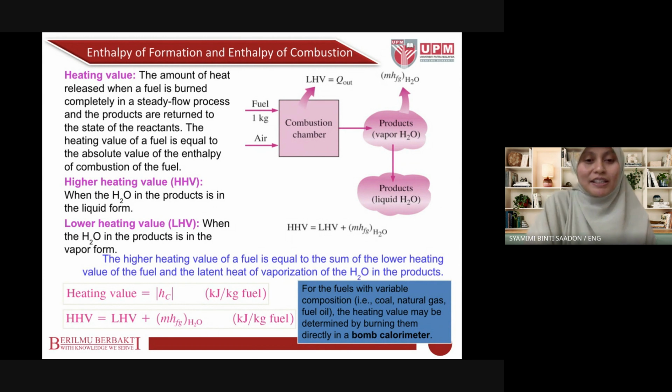So actually the heating value is like the enthalpy of combustion, HC. It's just that it is the opposite sign, positive or negative. So if you have the heating value or the enthalpy of combustion, just take the opposite sign, and you have the value of the heating value of that process. Okay, this one is fine. High heating value, low heating value, no need.